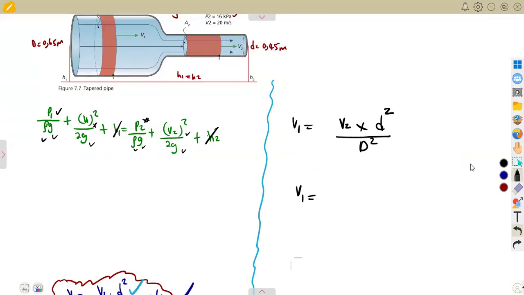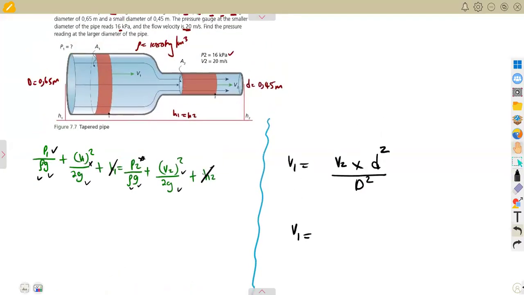So this is V2, the one that you're given. V2 is at the exit, so it's 20 meters per second. We are going to multiply by D squared, which is the one at the exit, 0.45 squared. Or you can even calculate the flow rate, but you can use this one. Then we also have the diameter at the inlet, like I said, please forgive me on this part. This is supposed to be at the inlet, which is 6.5 squared.